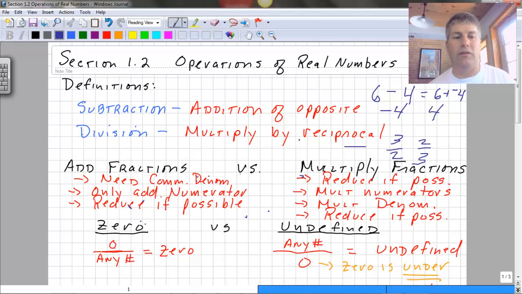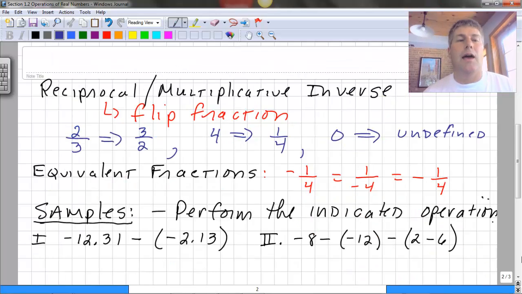And a couple other important things. 0, of course, is the fraction 0 divided by any number. So if you have 0 on the top and any number on the bottom, your solution is 0. Undefined, of course, is any number divided by 0. 0 on the bottom is undefined.